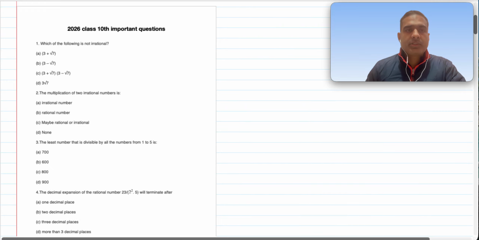So the first question is asking which of the following is not irrational. So we have to be very cautious with the wordings. It is saying not irrational. So it's another way of saying which of the following is rational.